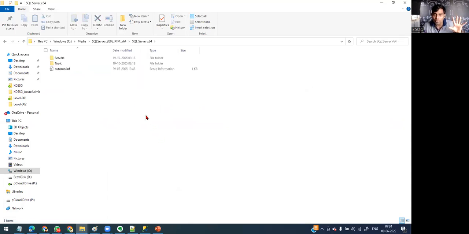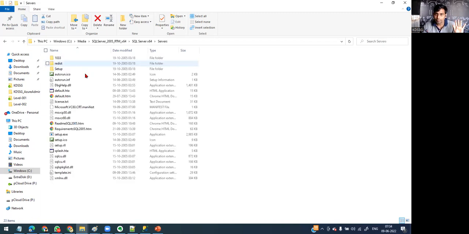In SQL Server 2005, you'll have two folders, sir: servers and tools. If you go to servers, you are installing the SQL Server software. If you go into tools, you're only installing the needed tools. We want software plus tools, both, so go to servers. Then you need to start setup.exe, which we will discuss tomorrow. Tomorrow we'll complete the installation.